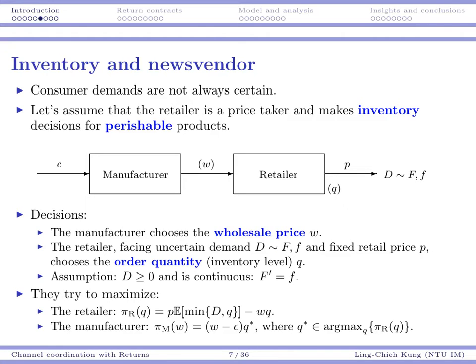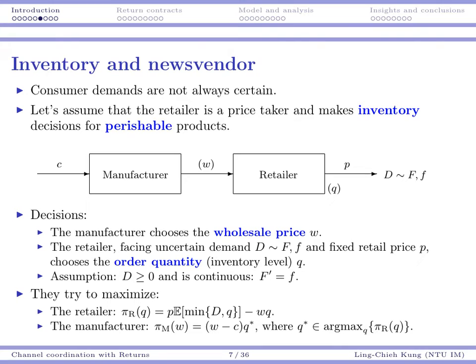And then the manufacturer's problem is simple. It's just the sales margin times the order quantity, or the sales quantity from the manufacturer to the retailer. So in this particular model, the downstream retailer is just a newsvendor, and the manufacturer would like to sell as much as possible, if the wholesale price is fixed. So this is the retailer's and the manufacturer's problem. If you need some review about the newsvendor, go back and see the videos in the previous week.